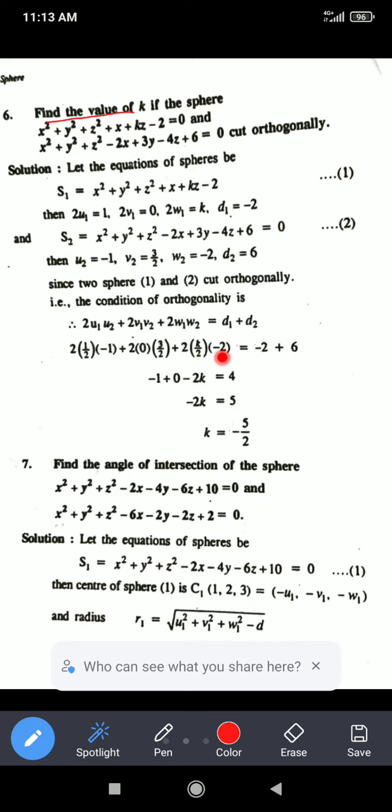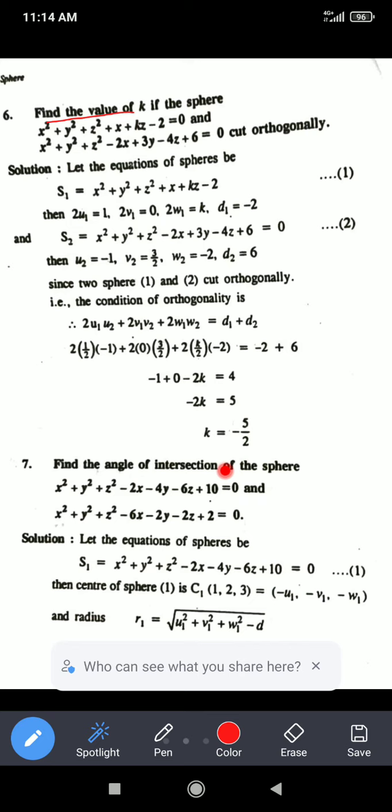So that is minus 2k, that is minus 1, and that term is 0. So we get minus 1 plus 0 minus 2k is equal to 6 minus 2, which is 4. Now, taking minus 1 to the right hand side, we get plus 1. 4 plus 1 is 5. So now minus 2k is equal to 5, and k is equal to minus 5 by 2. That is the value of k.